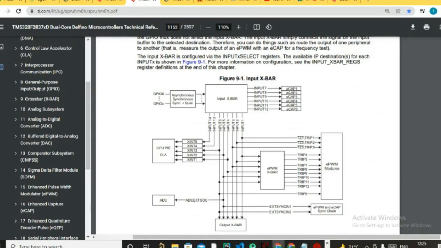eCapture will give you a pulse on the detection of any edges. If you want to detect a rising or falling edge, eCap will give you a signal on detection of that edge. So the eCapture module is used for that, or to measure the frequency of any clock signal. eCapture is useful for frequency or time speed calculation. So from here you can see you have an input connected to the output crossbar. So input 1 is connected to output 1.